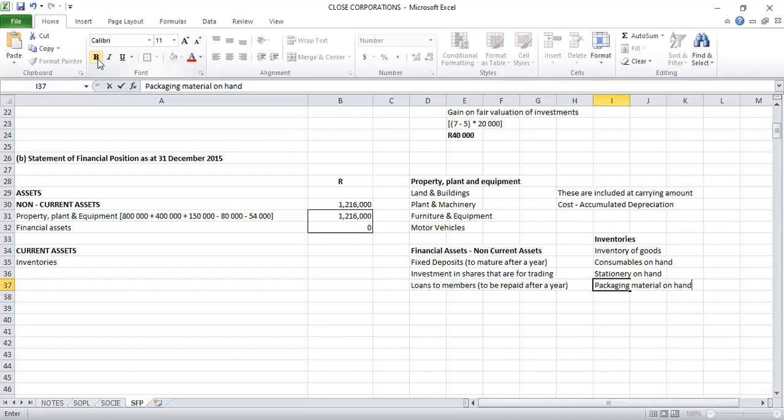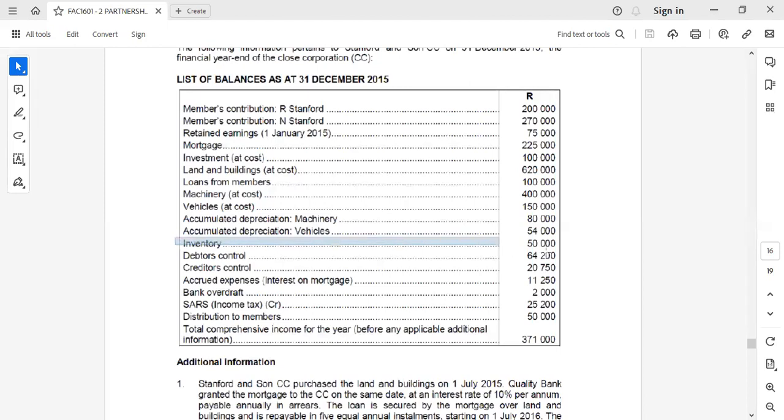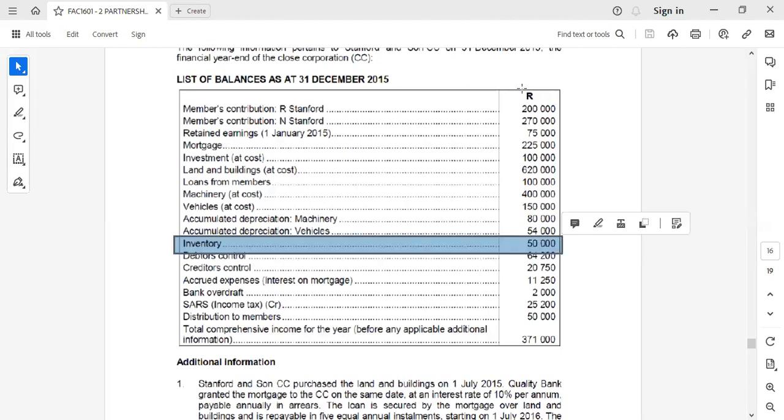If they just say packaging material, that's an expense. If they just say stationery, that's an expense. But if they say stock of stationery at year end, or consumables on hand at the year end, then we include them under inventories. Right, in this particular case, we only have one inventories value, which is this one here. That's 50,000.